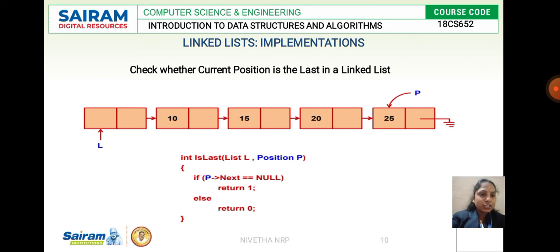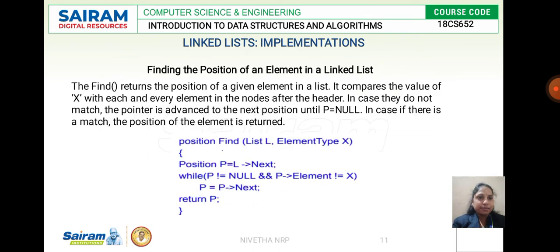When it is returning 0, what does it mean? It is not the last node. When you check with the last node, 25, what happens? What is the next node address here? It is null. So when it is equal to null, it is going to return 1. It specifies that it is the last node in the list.